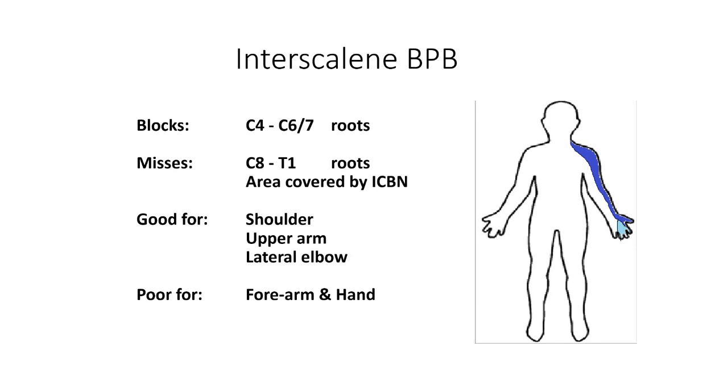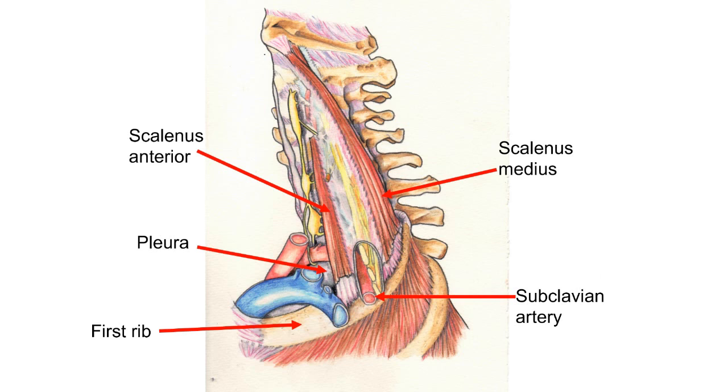Let us see how we can easily find the brachial plexus in the neck. In this picture, you are looking at the brachial plexus from the side. You can see the subclavian artery crossing over the first rib. The roots of the brachial plexus emerge between the scalenus anterior muscle and the scalenus medius muscle, and then form trunks and divisions behind the subclavian artery. The relationship of the brachial plexus with the artery is very important as it helps us find the brachial plexus in the neck.